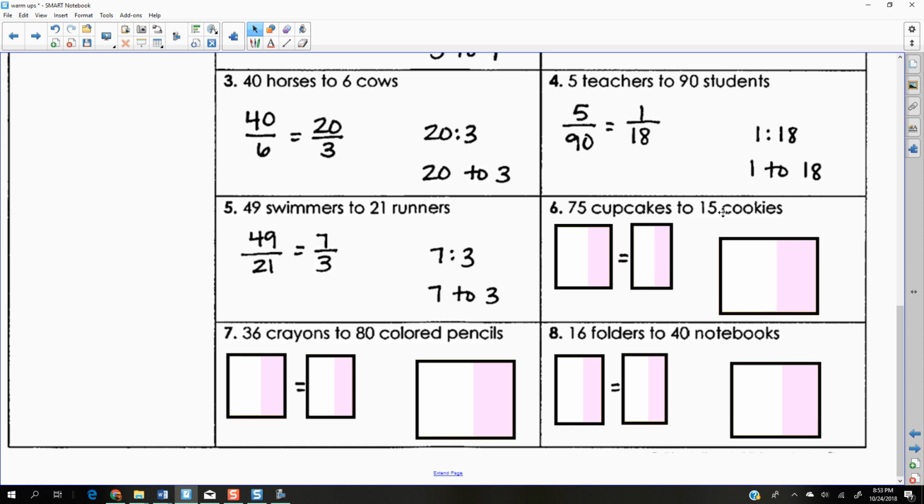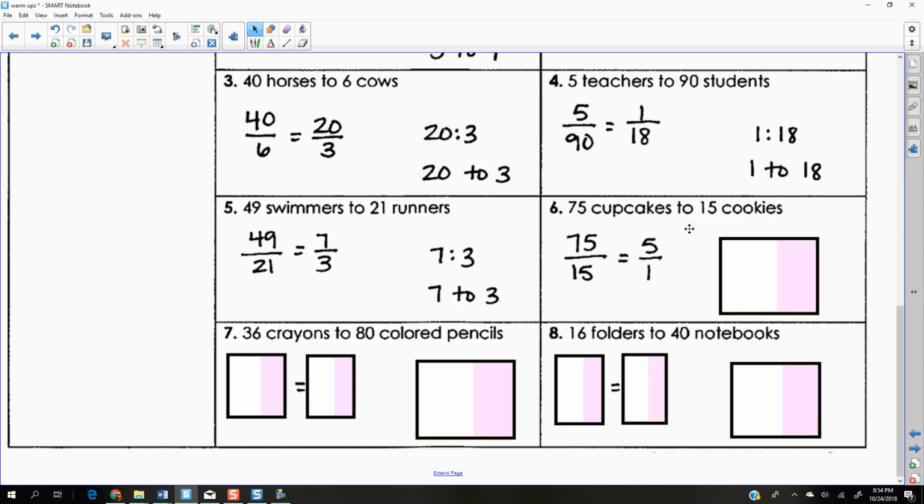All right, so now we got a party. There are 75 cupcakes to every 15 cookies. 75 to 15. We're going to reduce this. Now, in my head, I know that 5 will divide into both. But I guess there was a bigger number that would divide into both. So hopefully, once you were done simplifying, you ended up with 5 to 1. So you could put 5 cupcakes to 1 cookie.